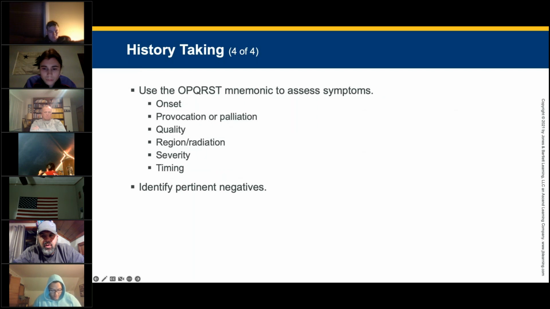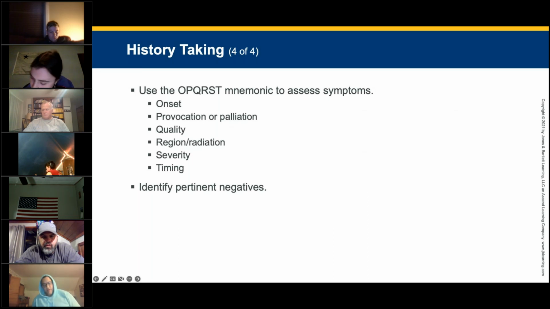Another mnemonic for you, OPQRST. This is what we use to assess the patient's symptoms. This is another one that you will use for every one of your patients. Write it down and know it, understand it. Onset. When did it start? Provocation. Anything make it better or worse? Does anything change it?